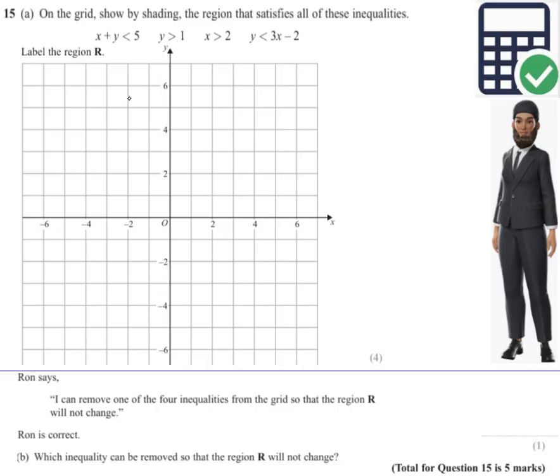It says on the grid, show by shading the region that satisfies all of these inequalities. And it says label the region R. So let's see if we can focus over here.